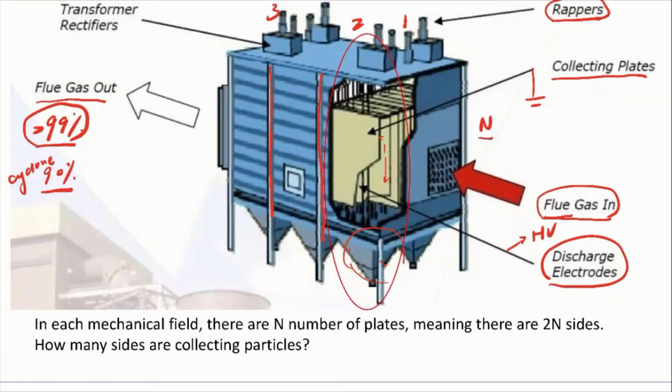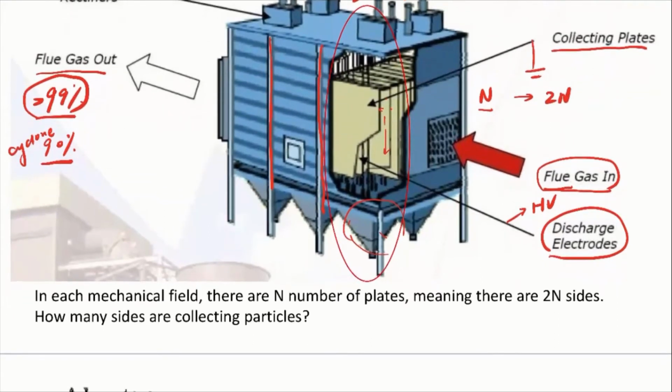Let's say for the plate that's in the middle, it's going to have two sides, and both sides are going to collect particles, right? So in terms of the total area of the collecting plates in this mechanical field, that's going to be 2n here, okay? But how many plates are actually collecting the particles? Let's do a quick quiz here. This is a very simple problem. In each mechanical field, there are n plates, meaning that there are 2n sides. How many sides are collecting particles?